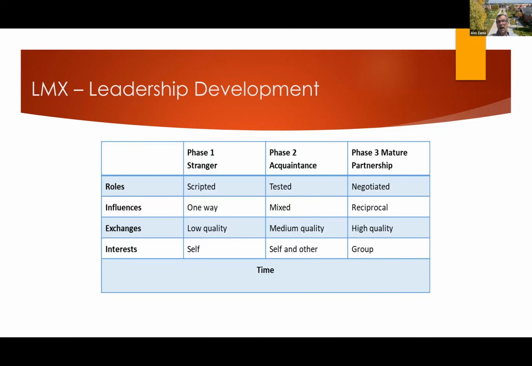We will call it the high quality relationship phase, where roles are negotiated. So there is a lot of negotiation between leaders and followers. Influence is very reciprocal, and then exchanges again are of high quality, and the interests are moving from self totally to the group. So that's the relationship between leader-member exchange and leadership development.